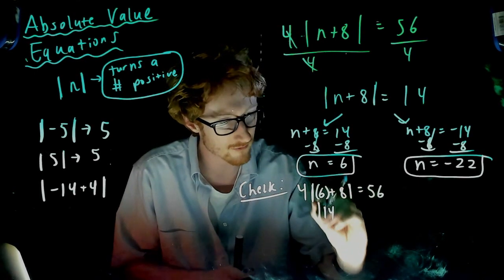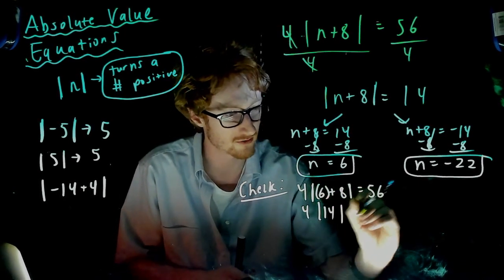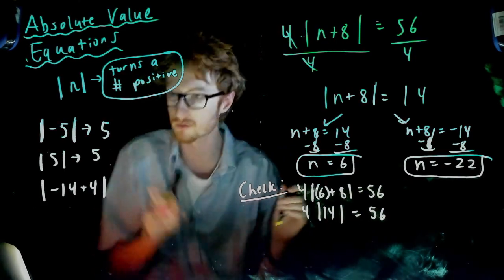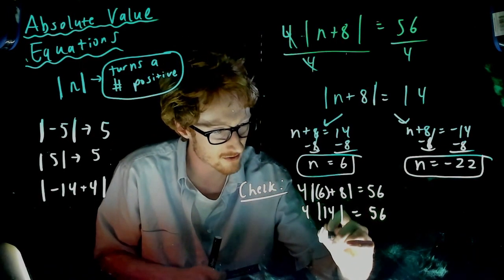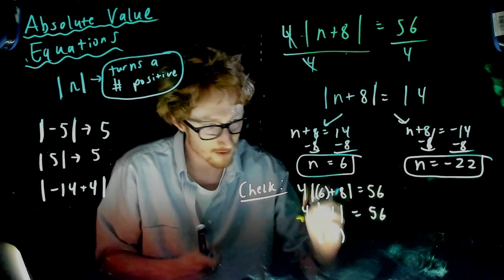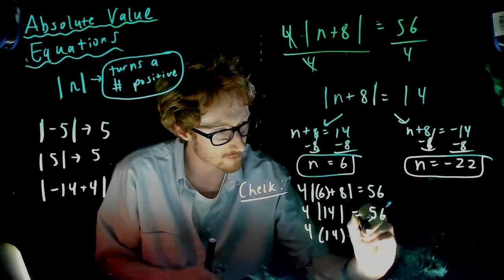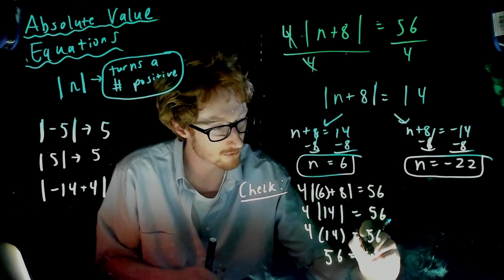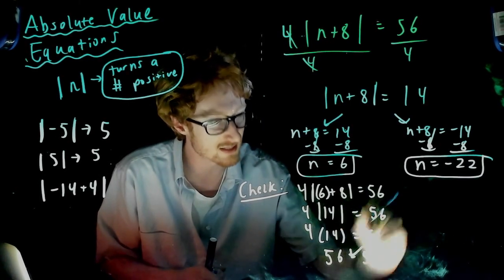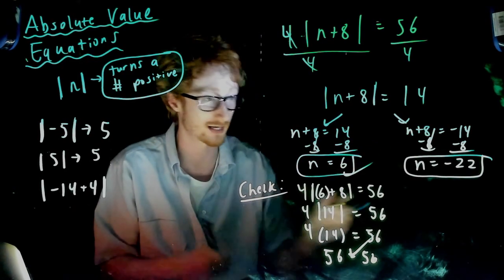Now the absolute value of 14, remember our rule when we talked about absolute values, okay? Whatever the absolute value is, it just makes it a positive. Well, 14 is already a positive 14, right? So that'll just stay as a 14. And I just simply say, what's 4 times 14? Well, that'd be 56. And does 56 indeed equal 56? Yes, it does. So that means this does indeed work out. You can use this trick to check any of your answers, okay?